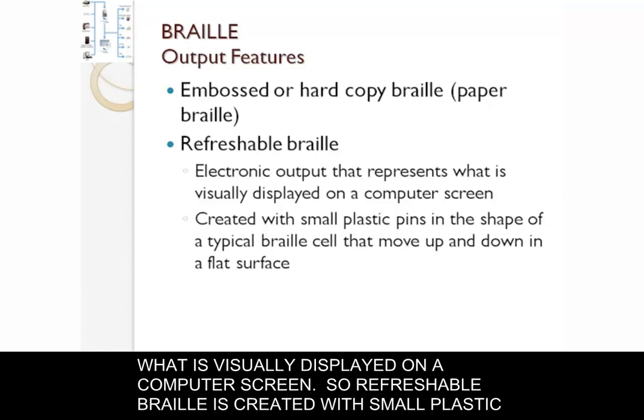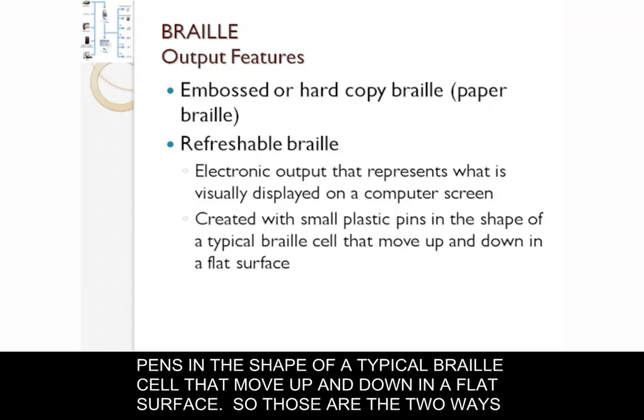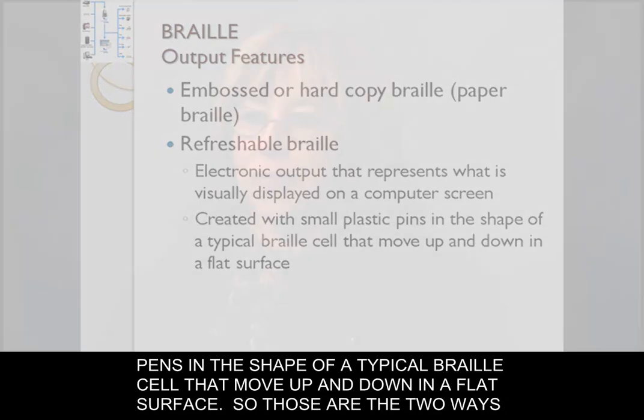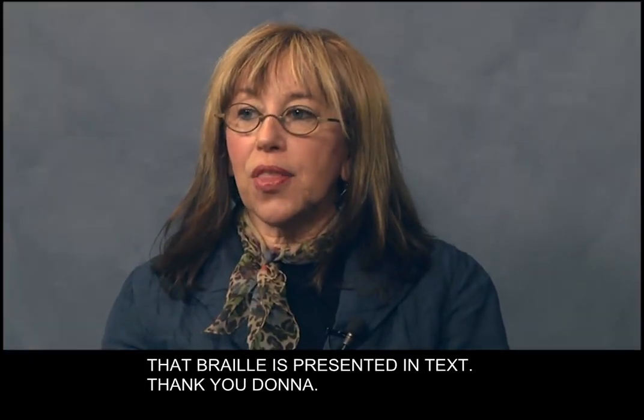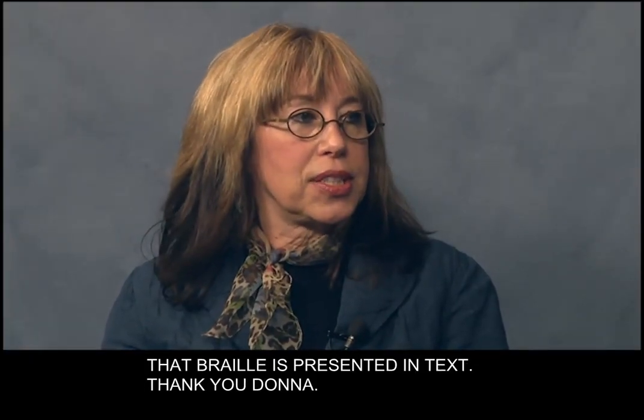Refreshable braille is created with small plastic pins in the shape of a typical braille cell that move up and down in a flat surface. So those are the two ways that braille is presented in text.